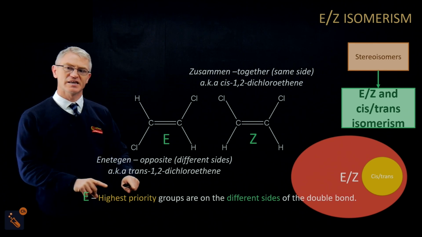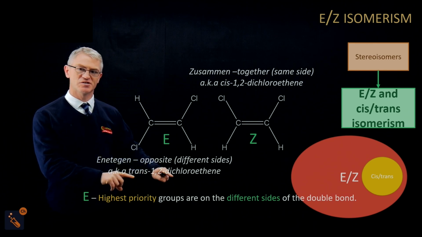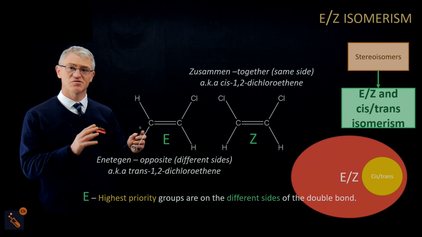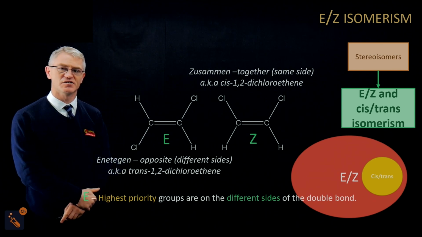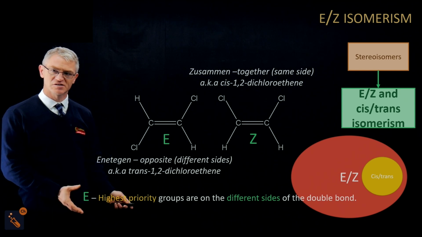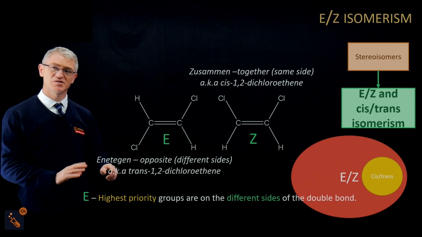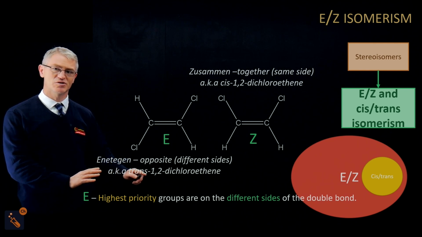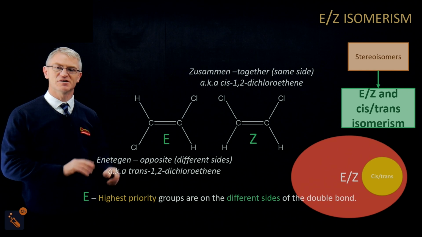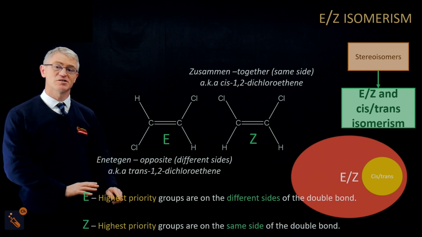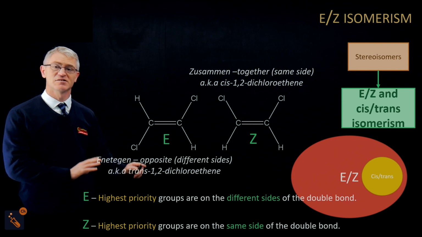So E is when you have the highest priority groups on different sides of the double bond. And I'll take you through how you determine what are the highest priority groups. So really important that you know this sentence though, the highest priority groups, because you have to, in the exam, label the highest priority groups and say they're on different sides, and that gets you your mark. Z is when the highest priority groups are on the same side of the double bond.